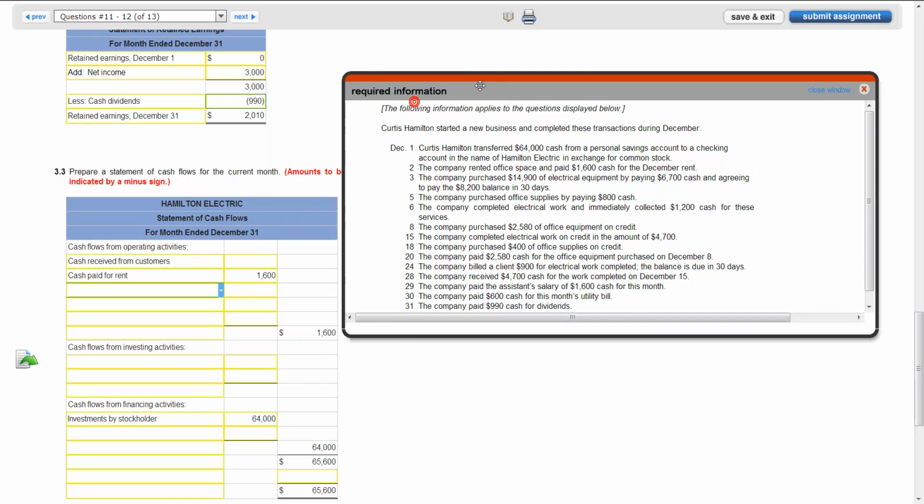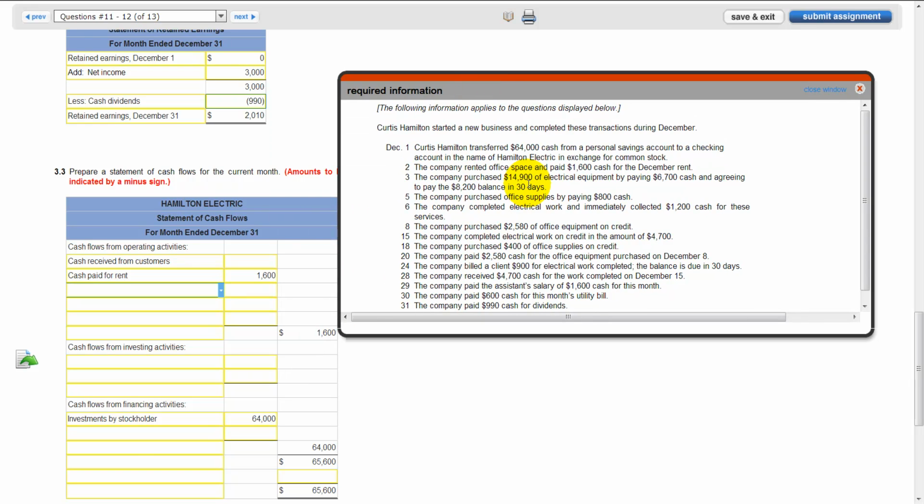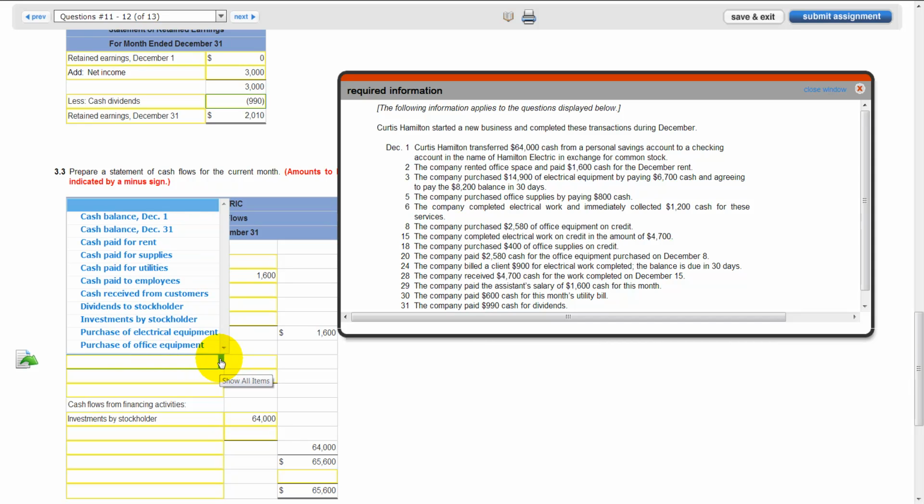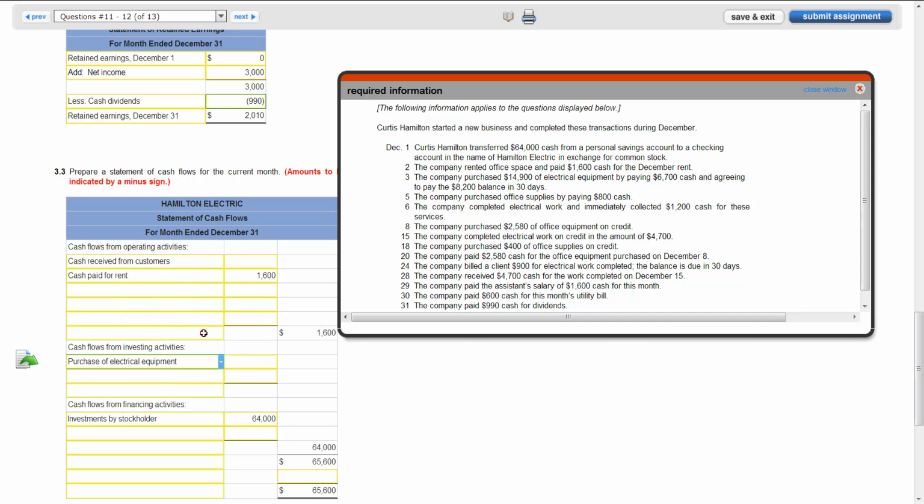Okay. Next, the company purchased $14,900 of equipment. Again, I'm looking for cash coming in and going out. And here's cash going out, $6,700 for electrical equipment. So whenever you buy and sell assets, generally now, this is a general rule, that's called investing in assets, investing activity. So here I have electrical equipment, purchasing electrical equipment.